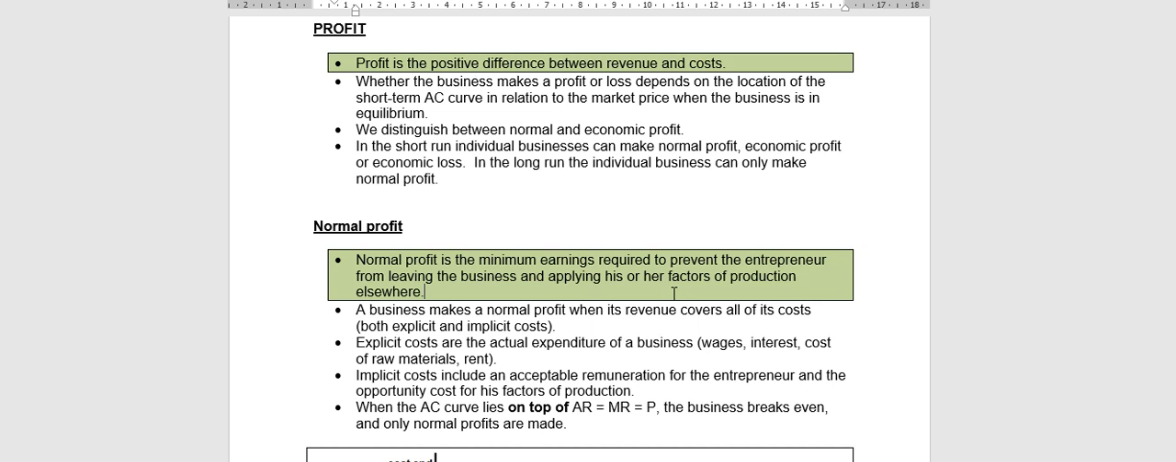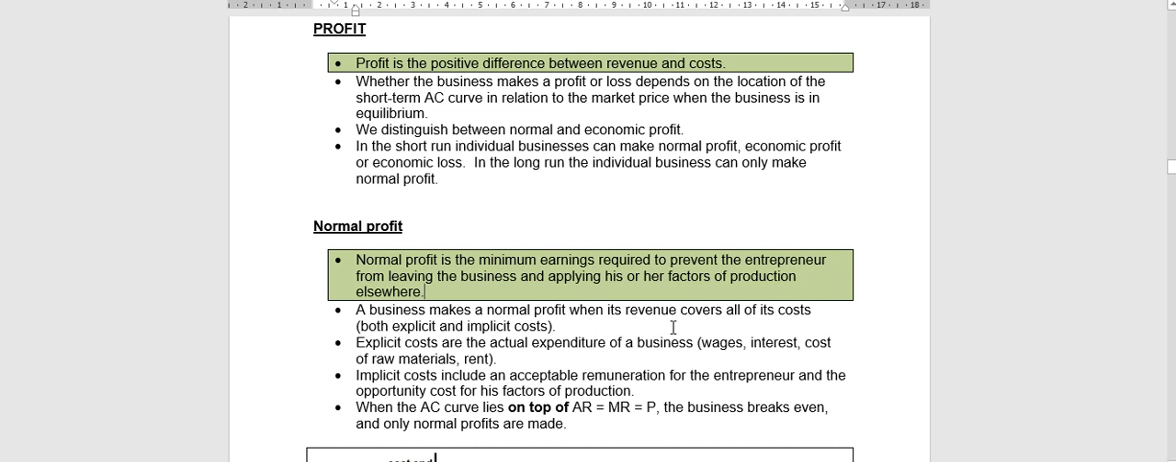Okay, he will apply his factors of production elsewhere. So his normal profit is the minimum earnings that the entrepreneur pays himself, the remuneration that he pays himself for his input in his own business. Because if he earns nothing, he wouldn't stay. He will close down the business. It's to keep him in this industry.